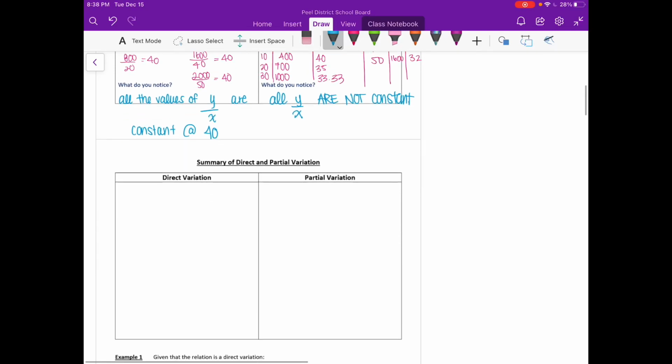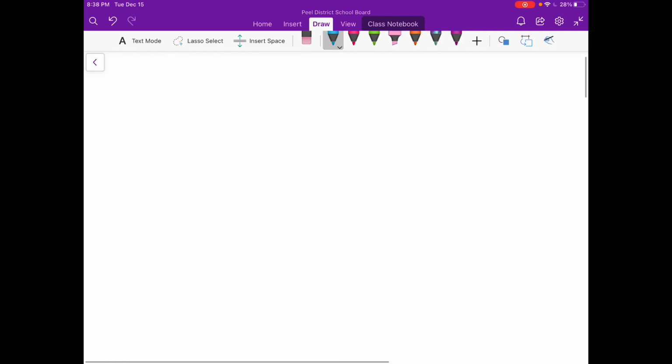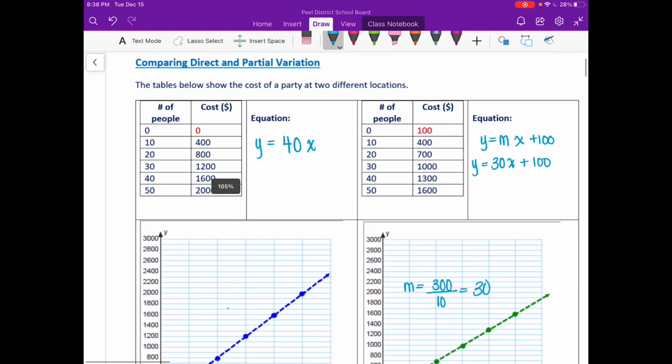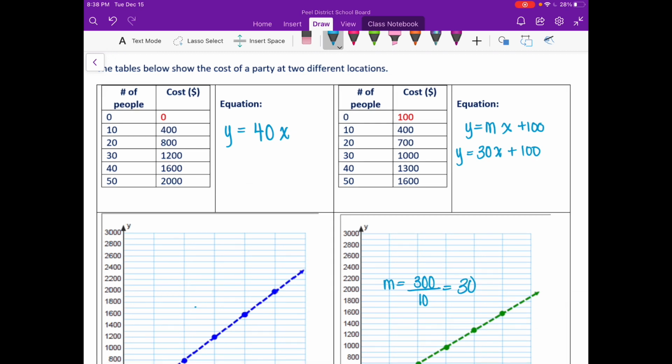So we're just going to go on and do a little bit of summary of direct and partial variation. I'm going to give you a really quick summary of the difference between these two. If we look at these two, this is what we call a direct variation, because any change in x is directly coming from the slope.